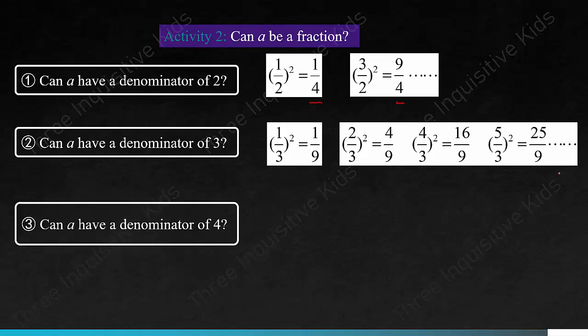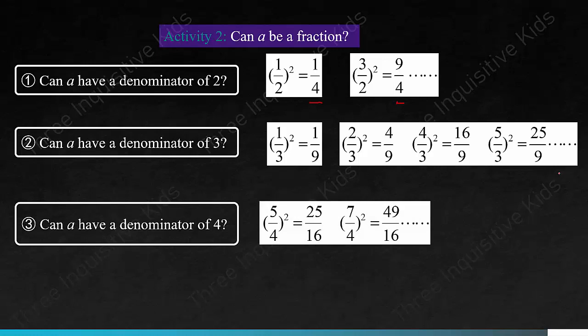So now we're going to move to A having a denominator of 4. 5/4 squared equals 25/16. 7/4 squared equals 49/16. And as you can see, 25/16 is less than 2, and 49/16 is over 2. So again, we still can't land on 2 exactly. You might wonder, why do we not have 6/4 in here? That is because 6/4 is technically the same thing as 3/2, which was listed over here. So we don't need to rewrite that again.